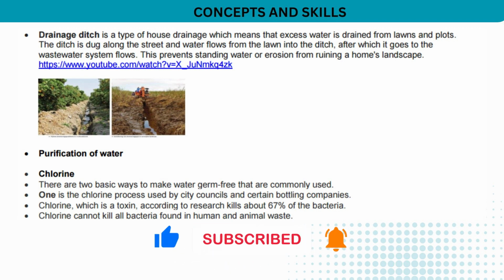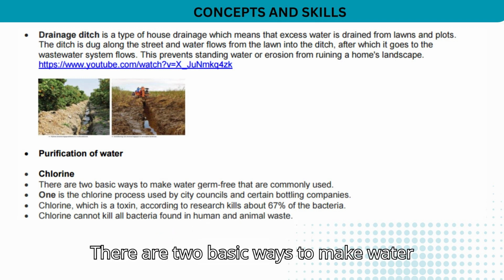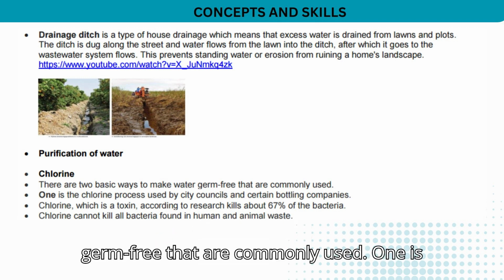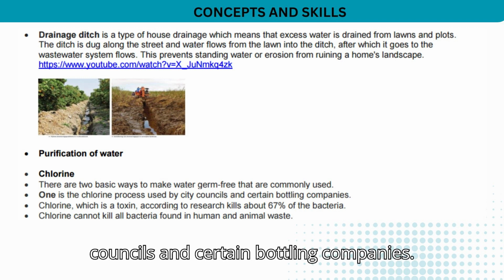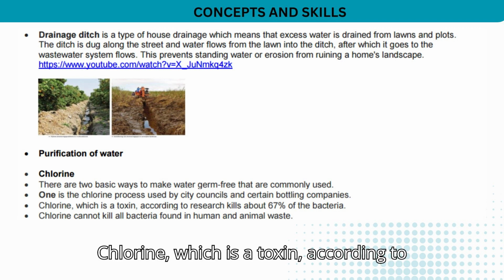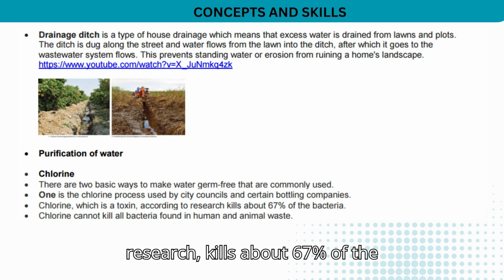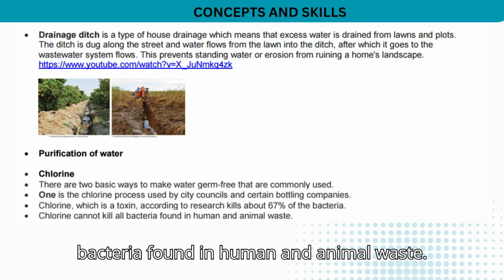Purification of water. Chlorine. There are two basic ways to make water germ-free that are commonly used. One is the chlorine process used by city councils and certain bottling companies. Chlorine, which is a toxin, according to research kills about 67% of the bacteria. Chlorine cannot kill all bacteria found in human and animal waste.